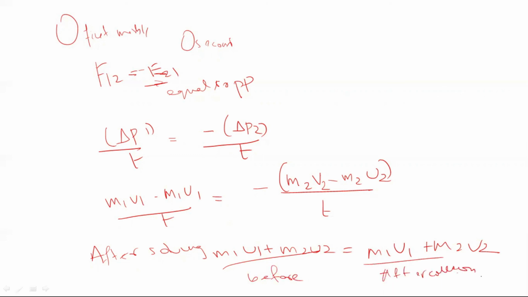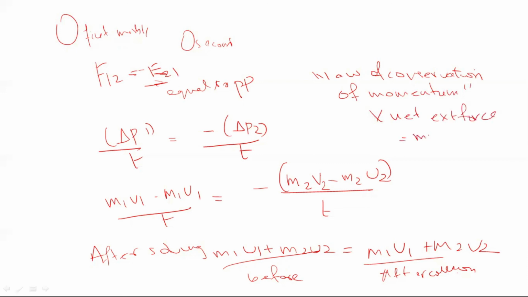Lastly, the law of conservation of momentum states that in the absence of net external force on the system, the momentum of the system remains unchanged. I just repeat: the law of conservation of momentum states that in the absence of net external force on the system, the momentum of the system remains unchanged.